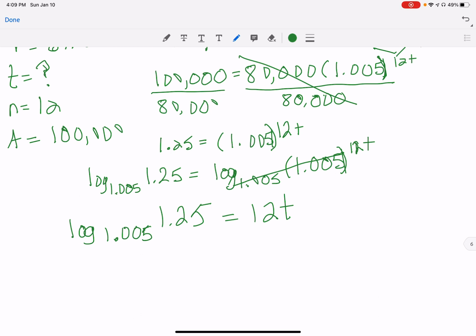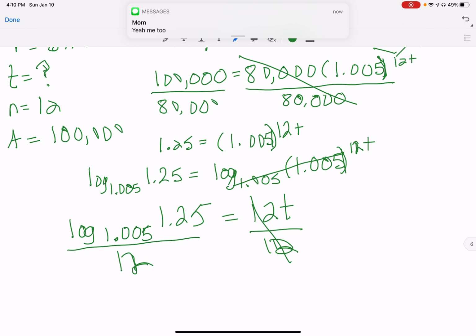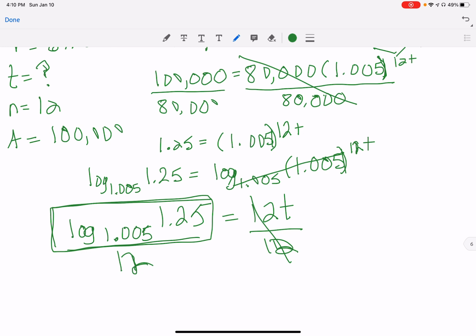So off to the side, we're going to use our change of base formula. Oops, sorry. Before we do that, we're trying to get the t by itself. Jumping the gun. We want to divide both sides by 12 first, so we're left with t on that side. Now we're going to use our change of base formula for just this part, and I'm going to write it over here.